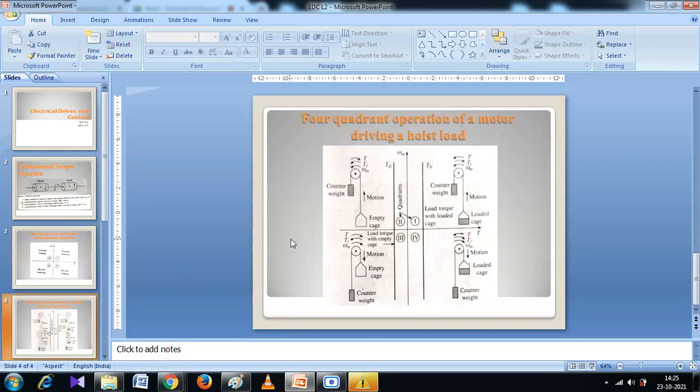Now we have to explain this four quadrant operation with the help of a hoist. What is a hoist? A hoist is nothing but like a lift which has a counterweight and a cage. By this cage we can transport or move a man or some object from one level to another level.